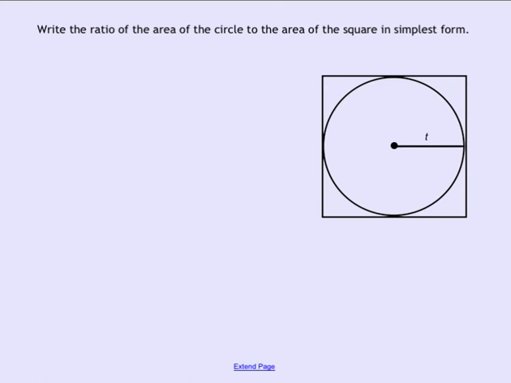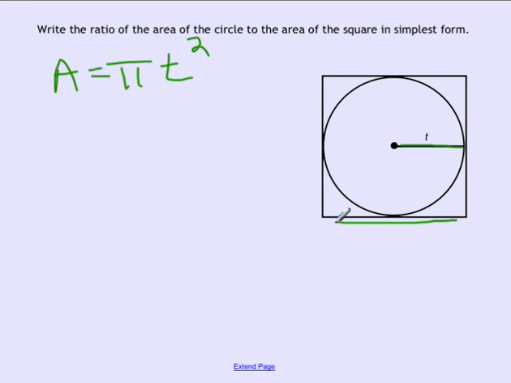It says write the ratio of the area of a circle and a square in simplest form. So first of all, the area of a circle is pi r squared. Well, in here, our radius is represented by t. So it's pi t squared.